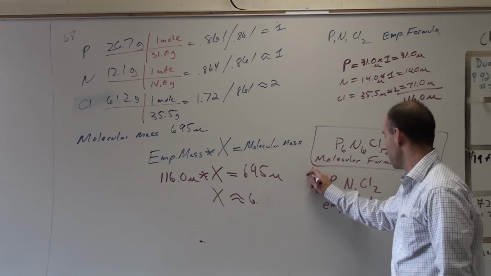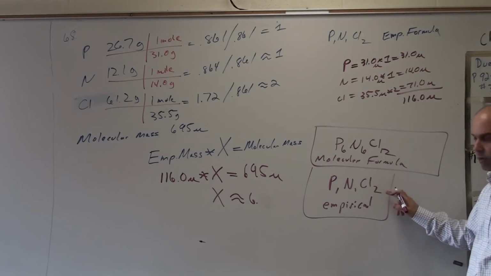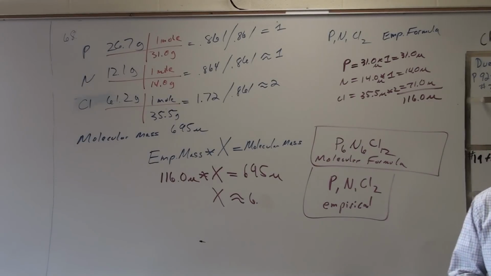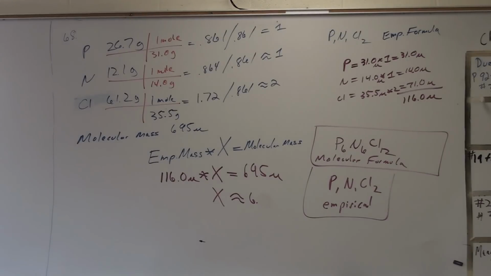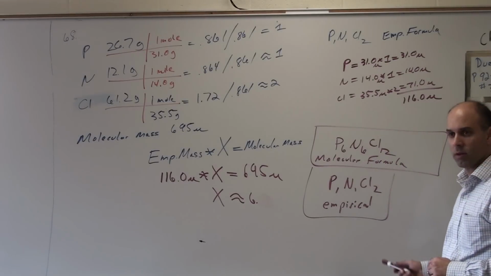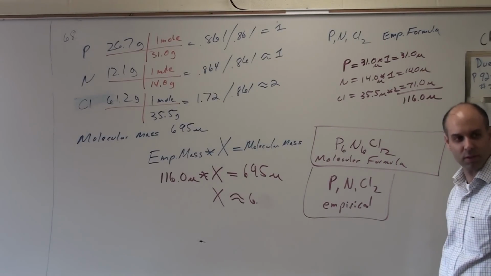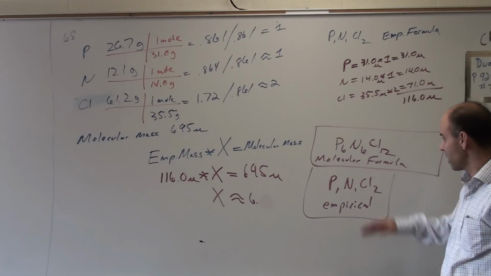So like I said, the empirical gives you the simplest ratio of the elements, but it doesn't tell you the actual formula. So if there was like a chem party, there would be like 6 girls, 6 guys, and like 12 animals or something. Total. This would be the actual number.